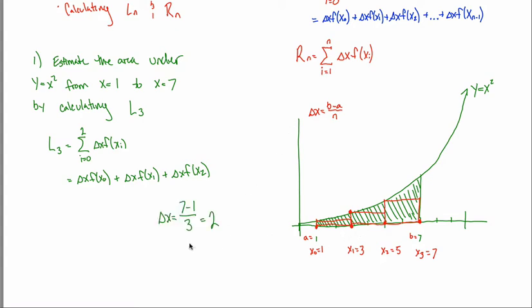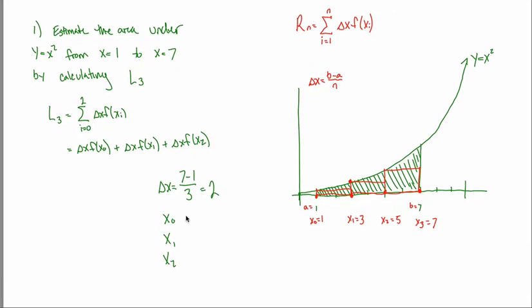Okay, well that's almost enough information for me to figure everything out. I now know that these delta x's will all be 2's, 7 minus 1 over 3. If I could just figure out what these different x values were, then I could plug them into my function, y equals x squared, to get f of those different x values. So I kind of need to know what x0 is, what x1 is, and what x2 is. And well, in this case, we have a picture that we can just look at. x0 was 1, x1 was 3, and x2 was 5. That's easy enough.